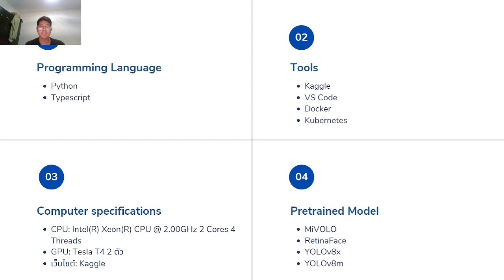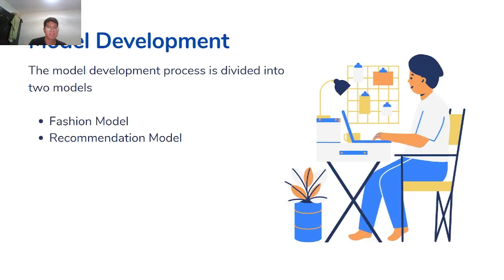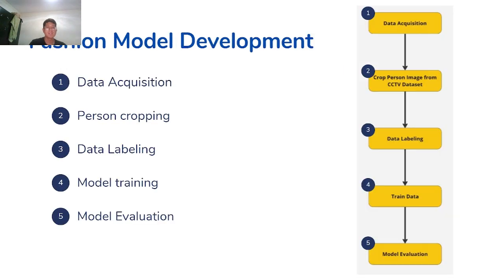For the pre-trained models, we use 4 pre-trained models. As I told you, we use MiVOLO, RetinaFace, and YOLO, which has two variants. The first one is V8X and the second one is V8M. About the model development, in this part we develop two models. The first one is the fashion model and the second one is the recommendation model. Let's talk about the fashion model.